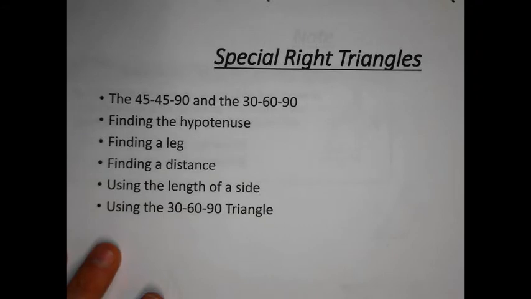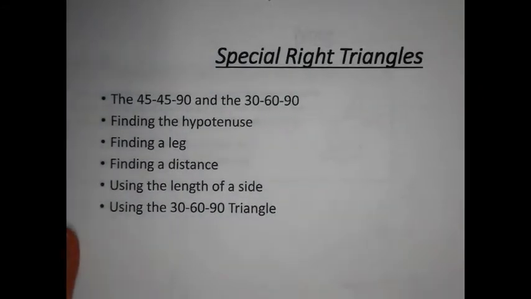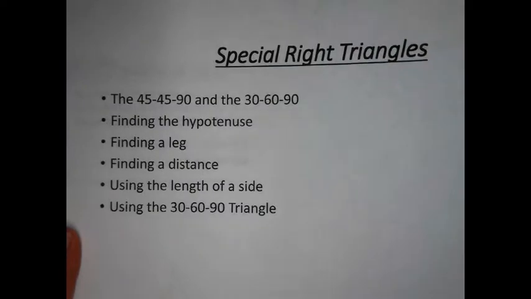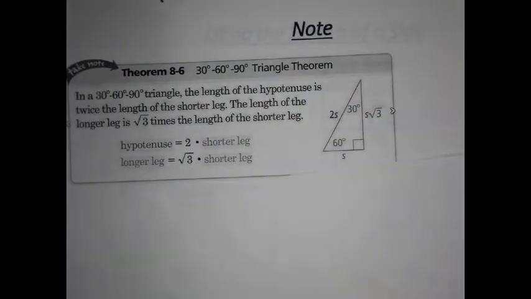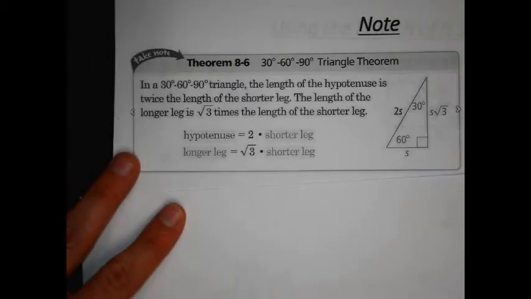Well, we're going to learn about another special right triangle called the 30, 60, 90 right triangle, and it is a lot of fun. And by fun, I mean, well, we'll find out. So let's take a look at the note. Oh my gosh, Mr. Katz, this is too much.